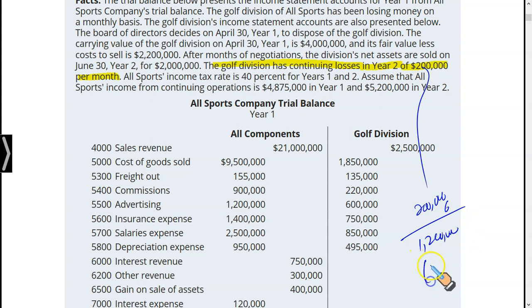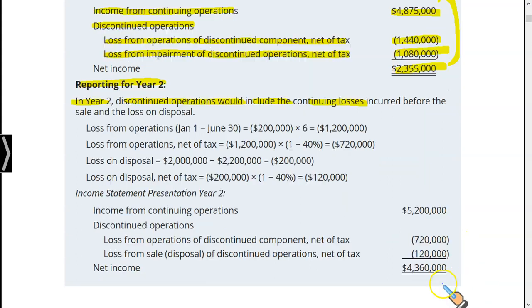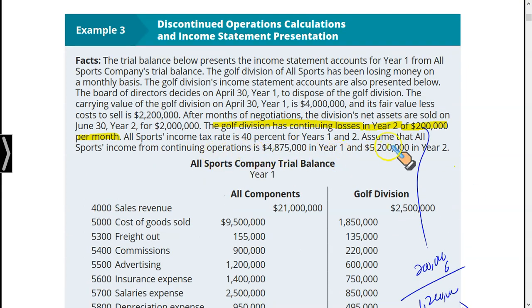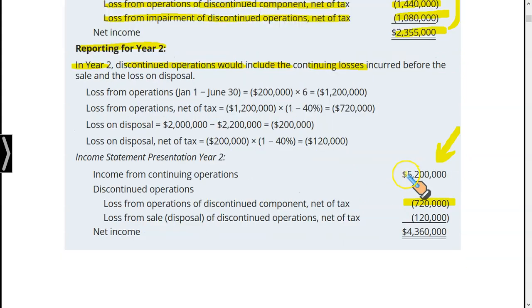Take it on after tax basis by multiplying it with 1 minus 40%, and that's how you get the number. So 1.2 million after tax, 1.2 into 60%, that's what you get. And where did you get this number from? It's given already. This is given right here. This was the figure for the year 1 and 5.2 million in year 2.